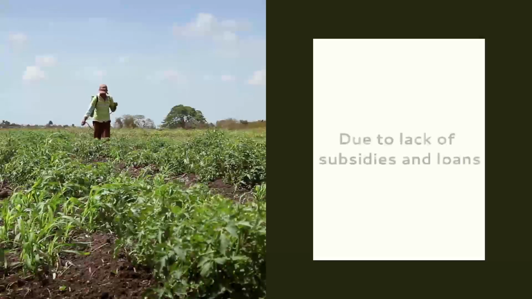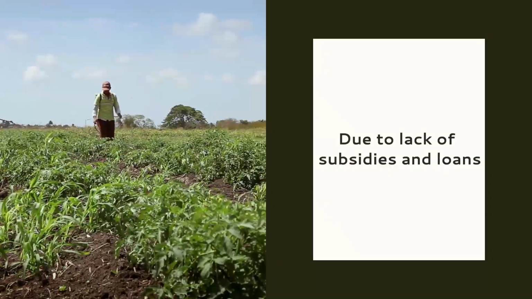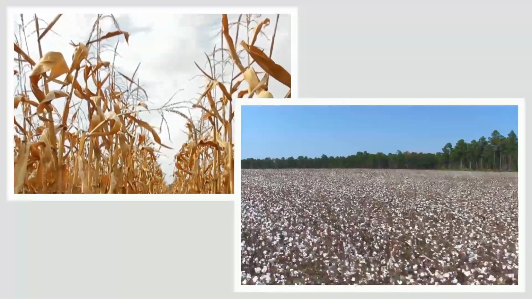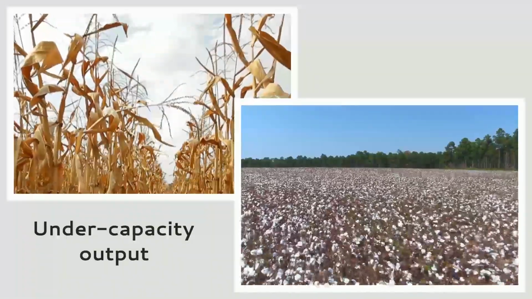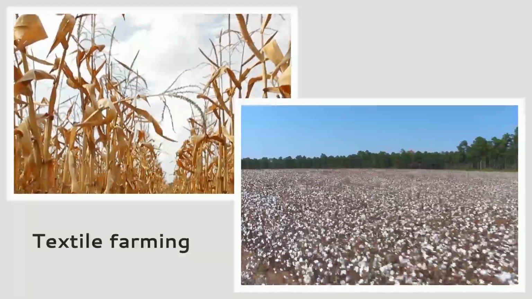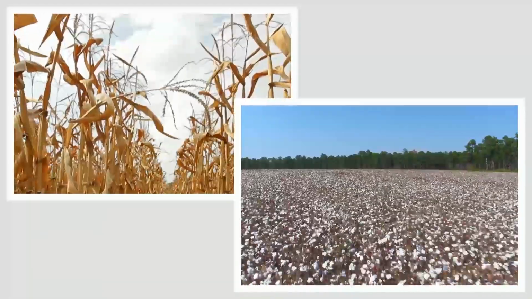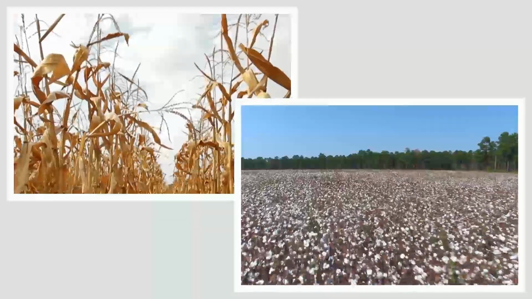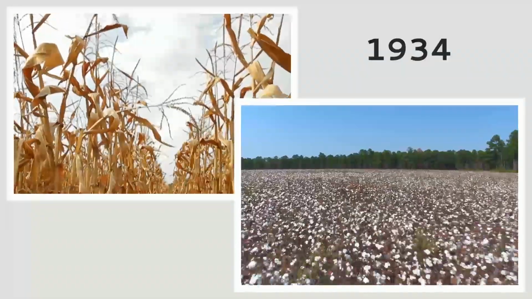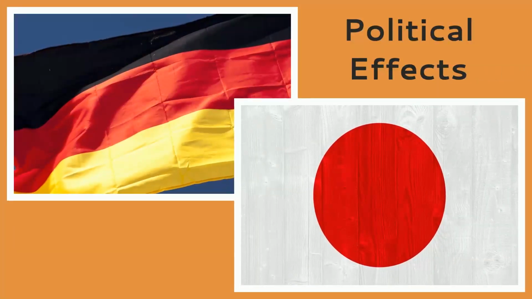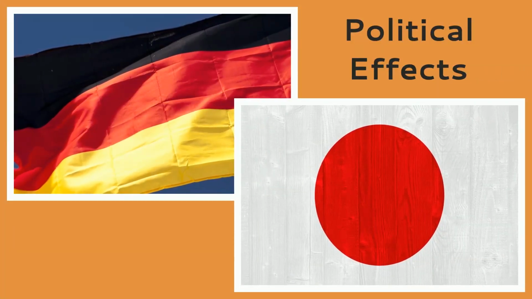Effect on agriculture. Due to lack of subsidies and loans, farmers were unable to support mass production, leading to undercapacity output. Textile farming faced a major blow. The period served as a precursor to one of the worst droughts in modern American history that struck the Great Plains in 1934. Political effects. The Depression had profound political effects.